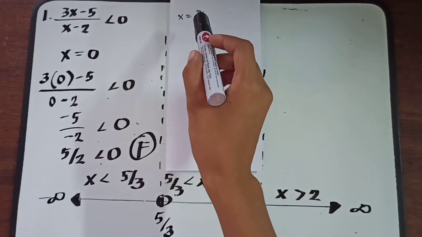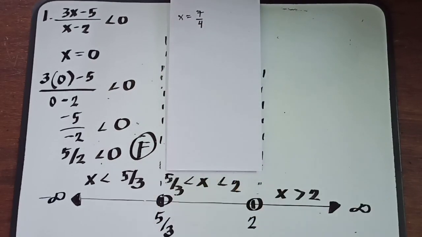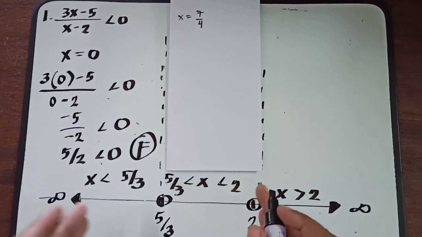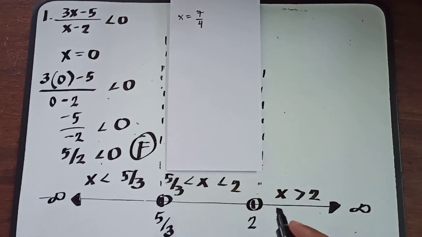Okay, so I set here x is equal to 7/4. So, bakit po? The 7/4 is also equal to 1 and 3/4 or 1.75. So, nandito naman siya sa pagitan. Pwede ka rin mag-set ng kahit anong value as long as pasok siya dito sa interval.